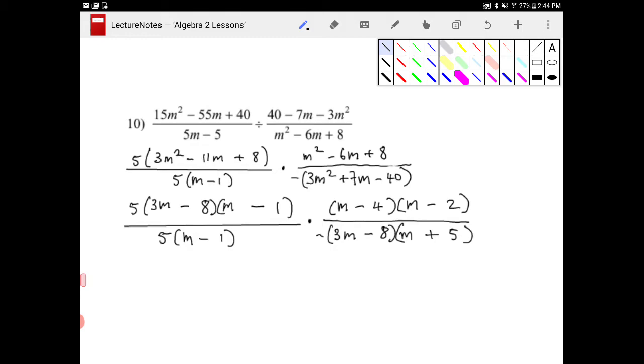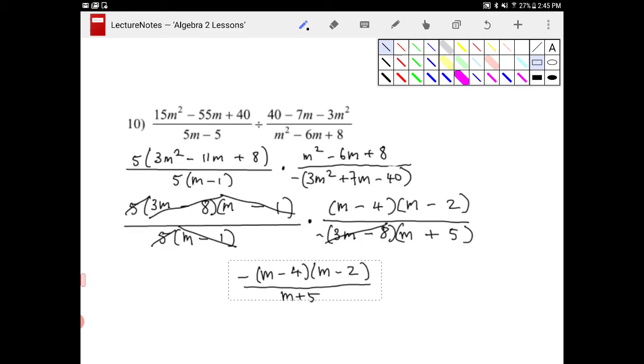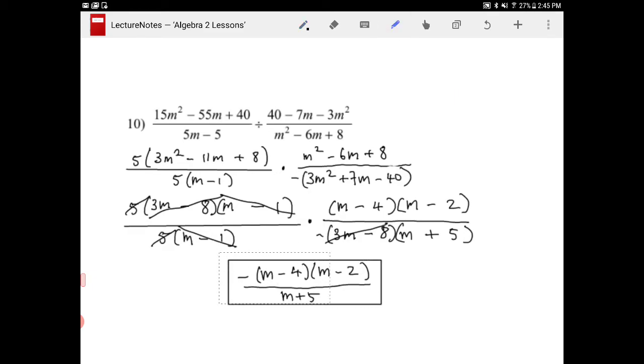All right, and then from there, I want to see if I can simplify anything. I see that I have m minus 1. They cancel. 3m minus 8 cancels. And 5 cancels. Whoops. And nothing else cancels. So my final answer is negative m minus 4, m minus 2, all divided by m plus 5. This is my final answer.